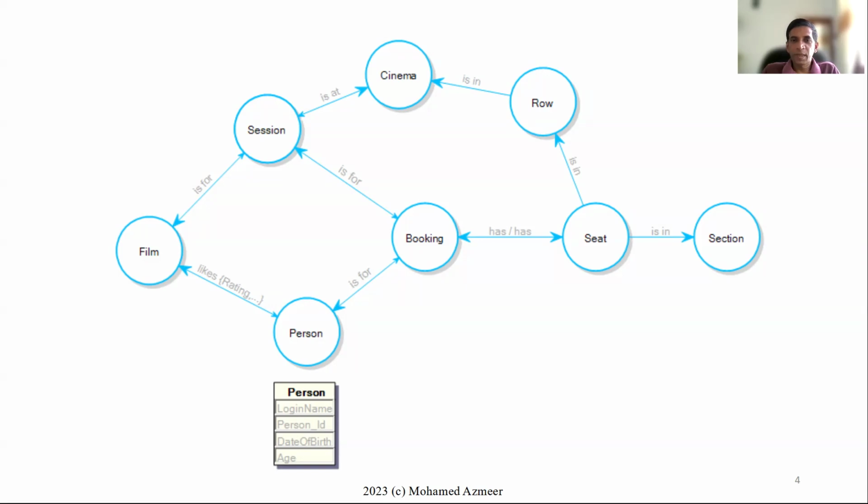Similarly, seat has a booking or booking has a seat, right? So all these are interconnected. Imagine trying to do this on a 2D relational database. It will be very, very difficult, isn't it?